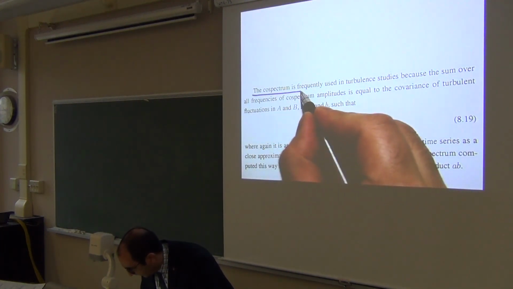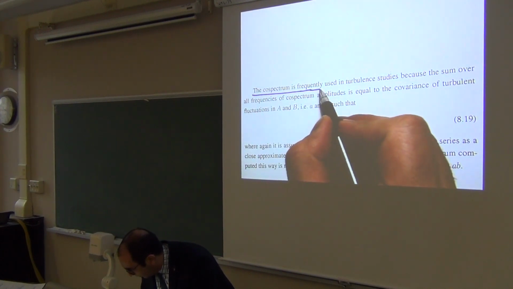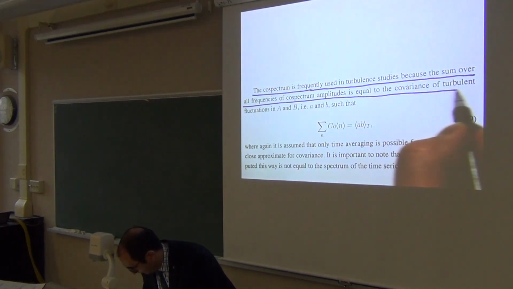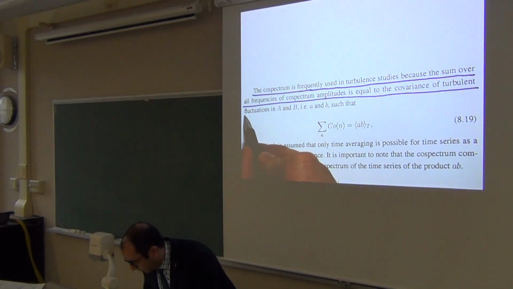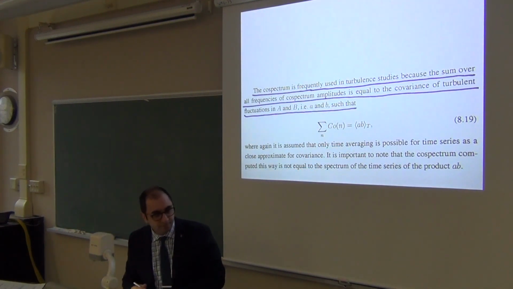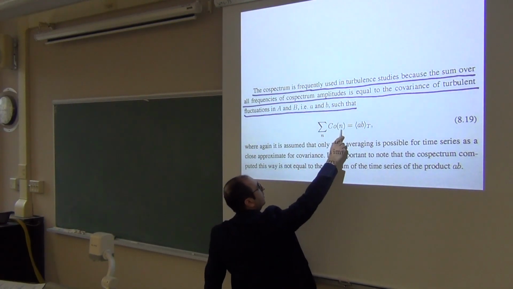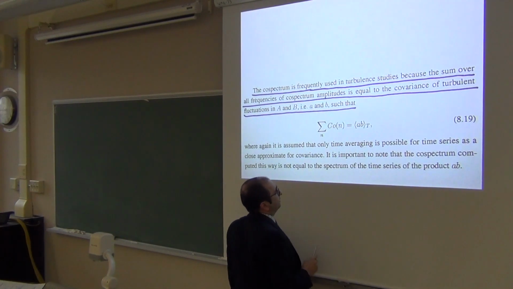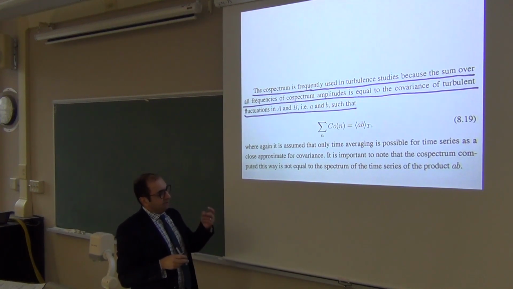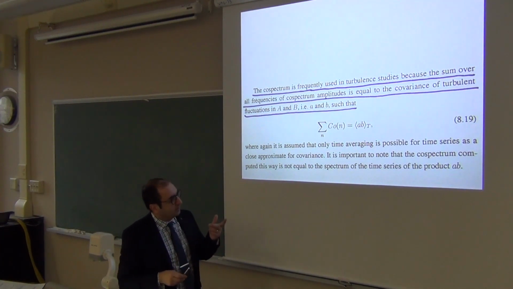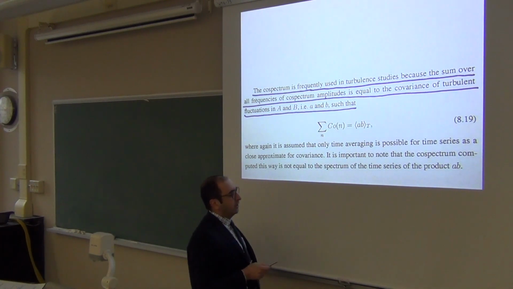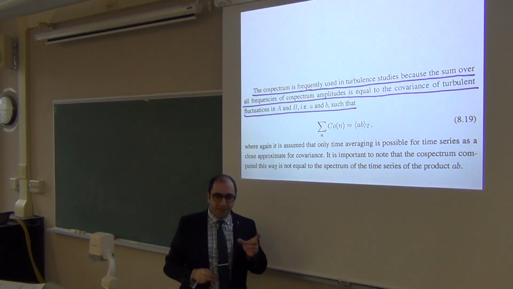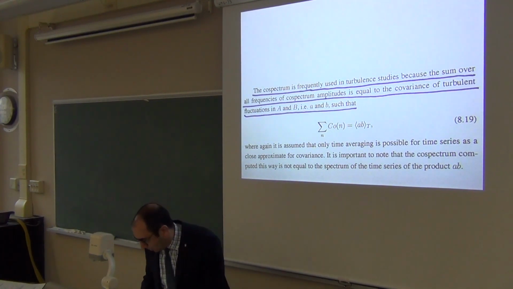The co-spectrum is frequently used in turbulence studies because the sum over all frequencies is equal to the covariance of the turbulent fluctuations A and B. So if you sum the co-spectrum over all frequencies, you will get the covariance as it was time averaged. So you could calculate, in fact, all the components of the Reynolds stress, UV, UW, VW, also in the frequency domain. Not only that, you can look at the components of covariance associated with a range of frequencies. You can do all of that.